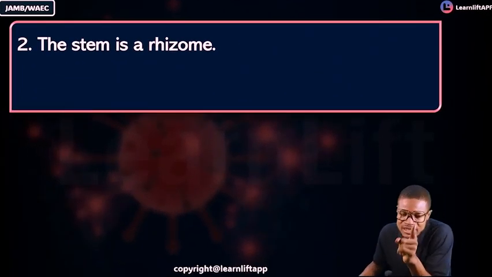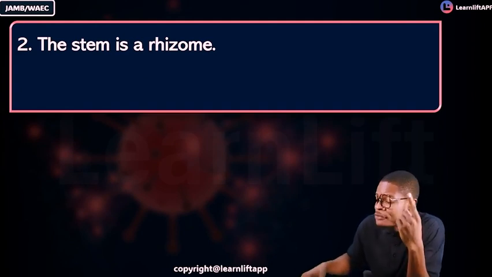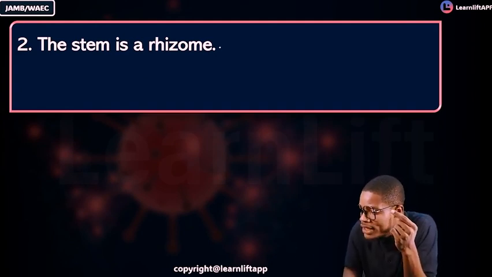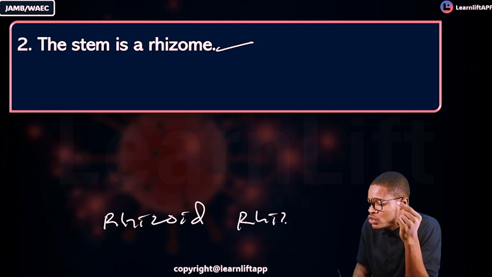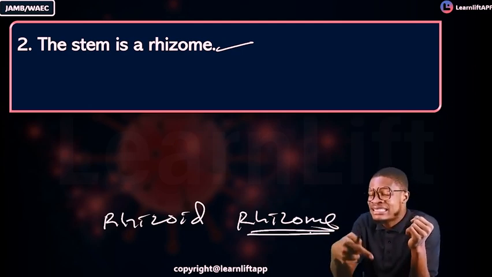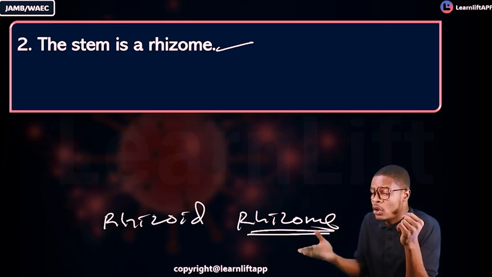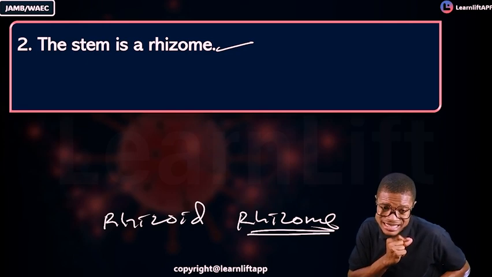Number two is in terms of the stem. Number two, character of your pteridophyte. Their stem is called rhizome. It is not rhizoid. Rhizoid and rhizome are two different things. Are you getting it now? And the rhizome, that is the stem of your pteridophyte, is the underground horizontal stem. If it's making sense and you understand it.